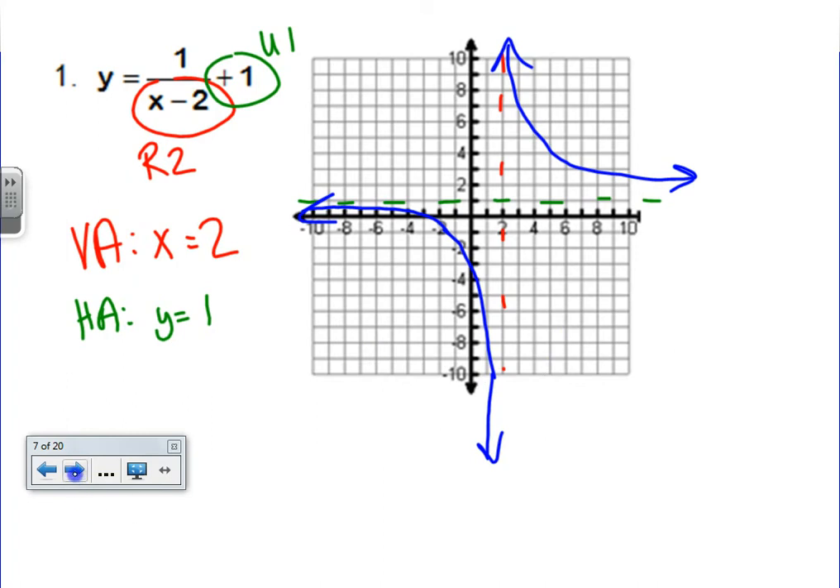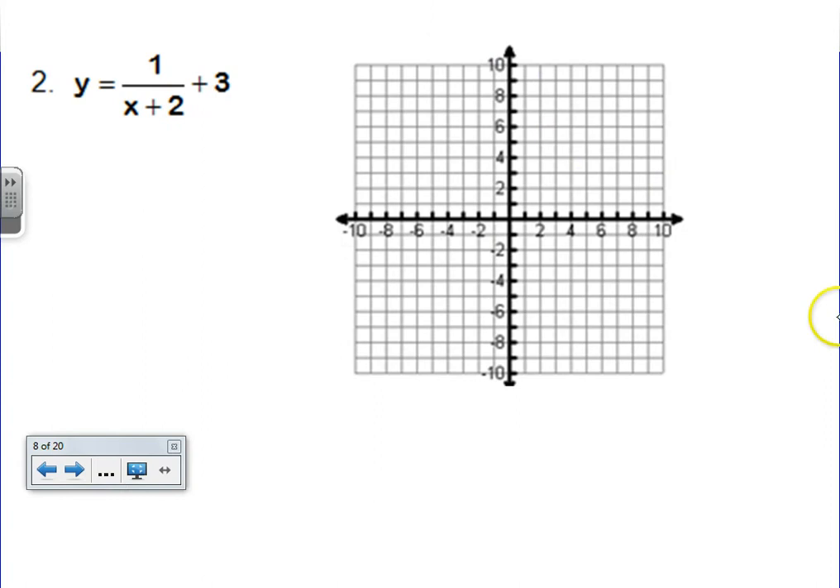And just in general, I need your graphs to be really pretty, so that means graph paper when you're doing your homework. Let's talk about number 2. X plus 2 means things were shifted left 2 units. And then this plus 3 off to the side means everything was shifted up 3 units.